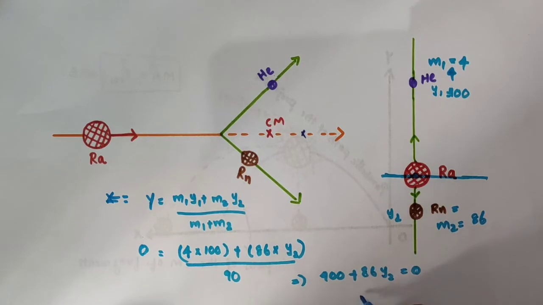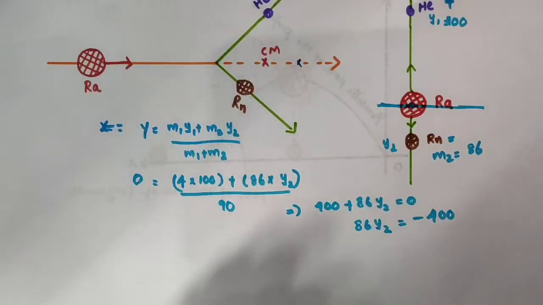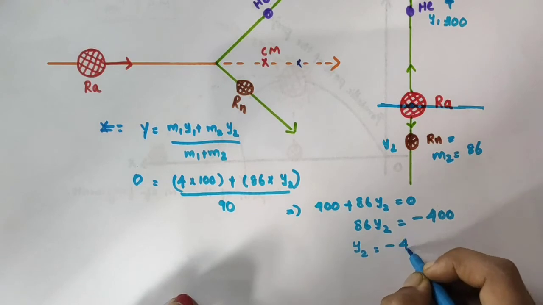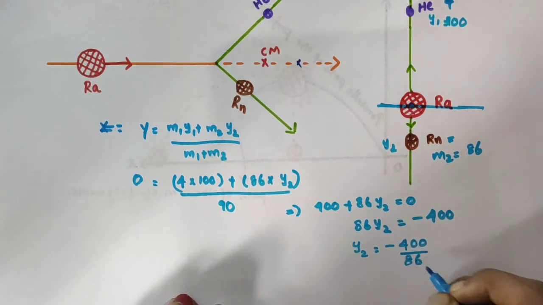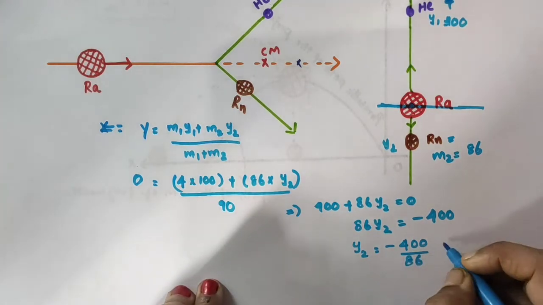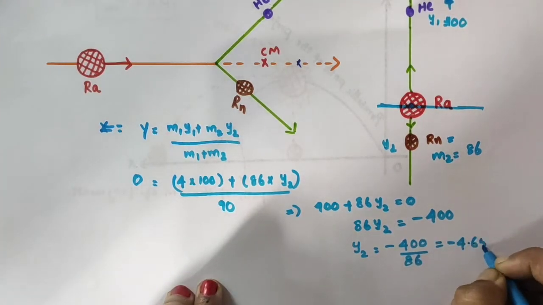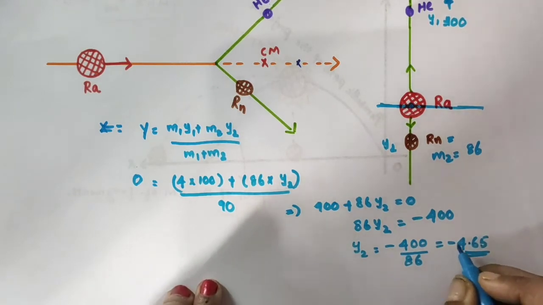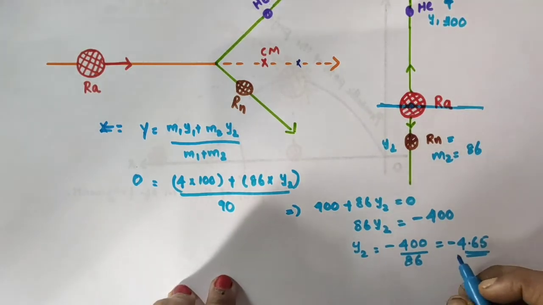So 86 y2 is equal to 0 minus 400. Therefore, y2 is equal to minus 400 divided by 86. When you do this, you get minus 4.65 something units. Whatever the unit, some unit will be there. I am just taking the number minus 4.65.